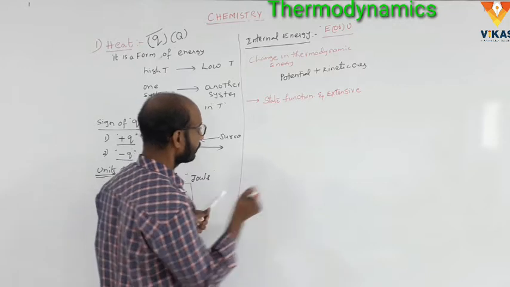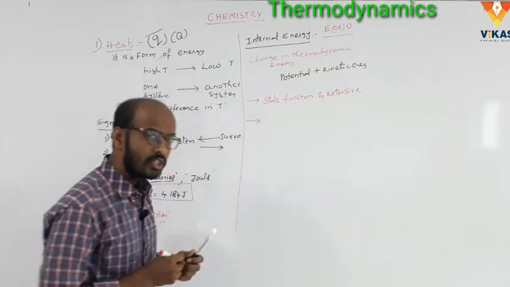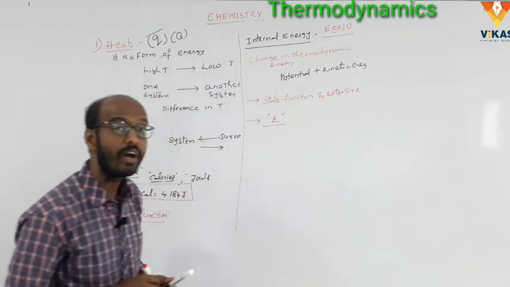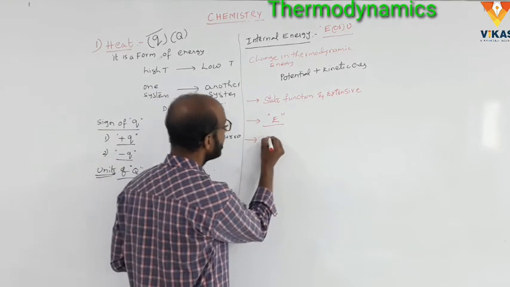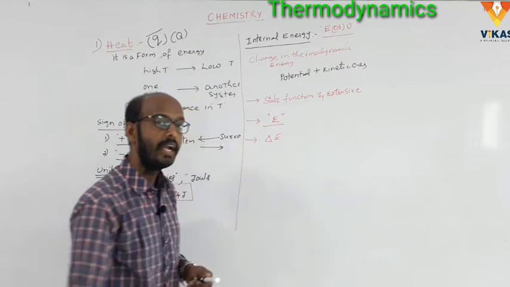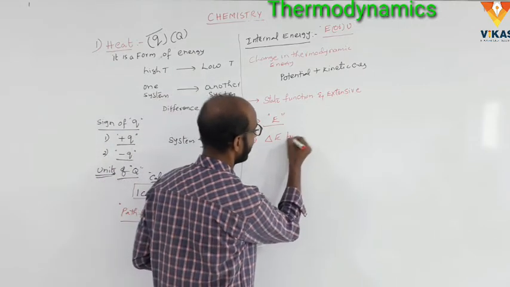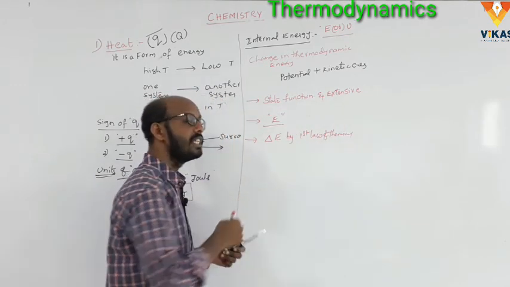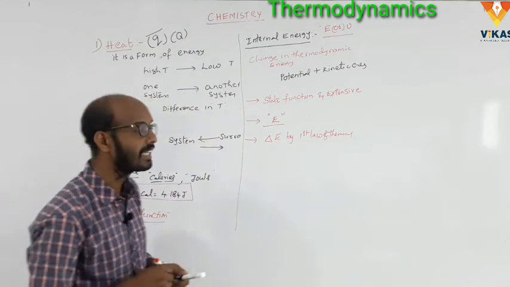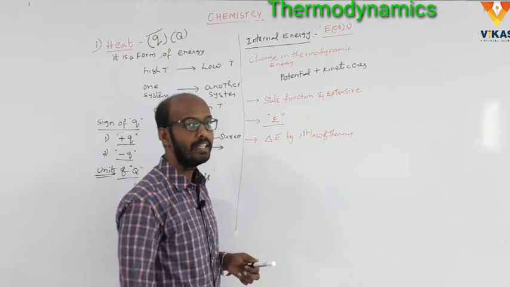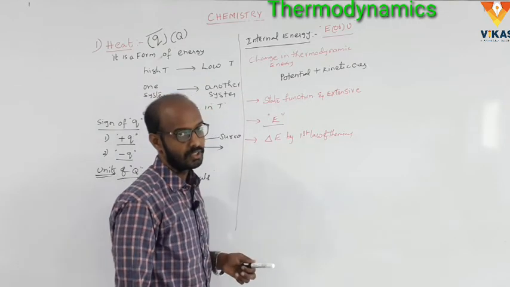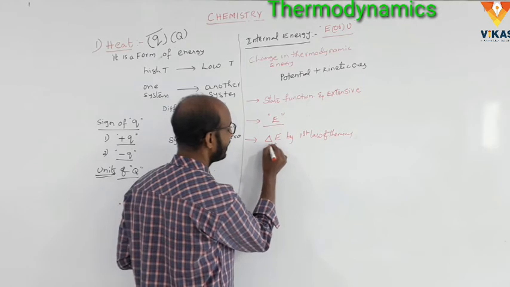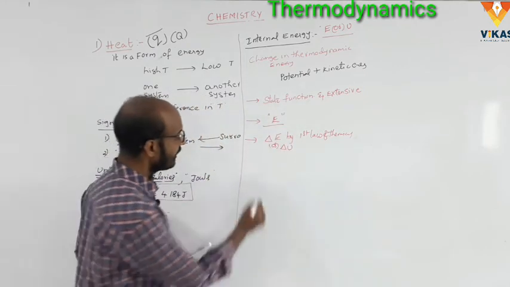Next point, we do not calculate the absolute value of E, but we determine the change in the internal energy by the first law of thermodynamics. We cannot determine the absolute value of the internal energy, but we determine the change in the internal energy. Here delta E or delta U, we write any one. Here we write delta U.